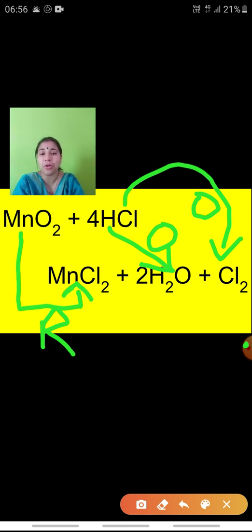Now children, I hope you all must have understood clearly what is the meaning of oxidation and what is the meaning of reduction. Now just let us quickly revise. What is oxidation? Addition of oxygen or removal of hydrogen. What is reduction? Addition of hydrogen or removal of oxygen. Now children, why are we studying oxidation and reduction? Because these oxidation and reduction, they affect our daily life a lot. How does it affect? See.